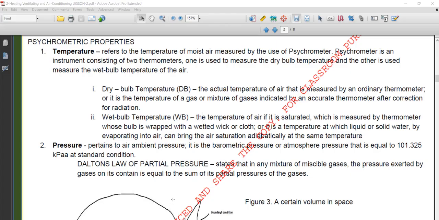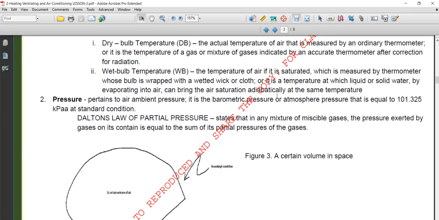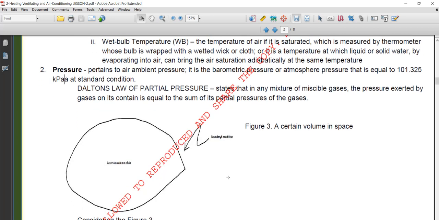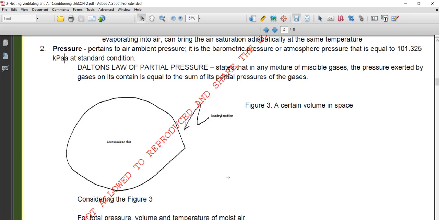So let's go to the pressure. Pertaining to the air pressure, if it is barometric pressure or atmospheric pressure, that is equal to 101.325 kPa. So you will have here A, which means that it is in the standard condition. Then if you can still remember, we have your Dalton's law of partial pressure.